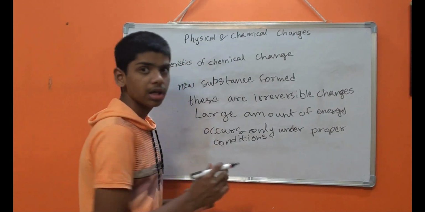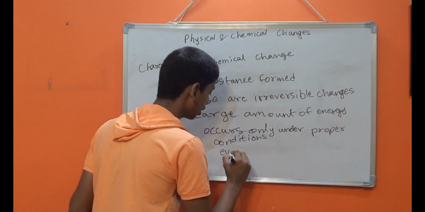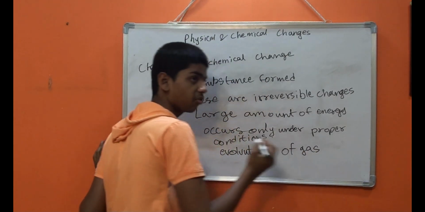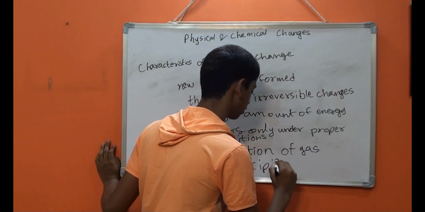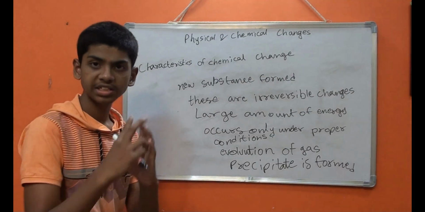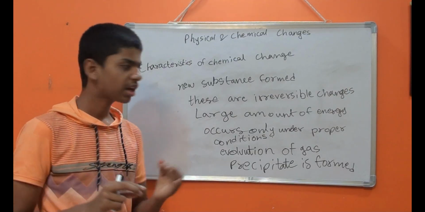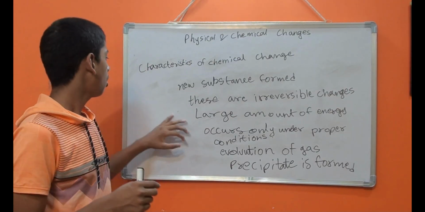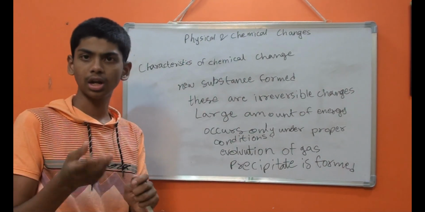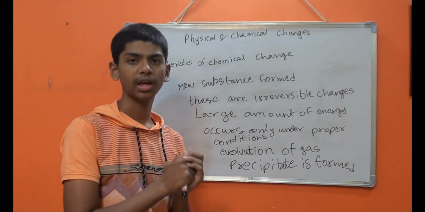Now in most chemical changes, gases come out. Evolution of gas, some gases are formed. Precipitate is formed. In most chemical changes, a gas is formed, precipitate is formed, and the color changes. Mostly the color of the object or thing on which you are doing the chemical change would change. Now these are the characteristics of a chemical change.